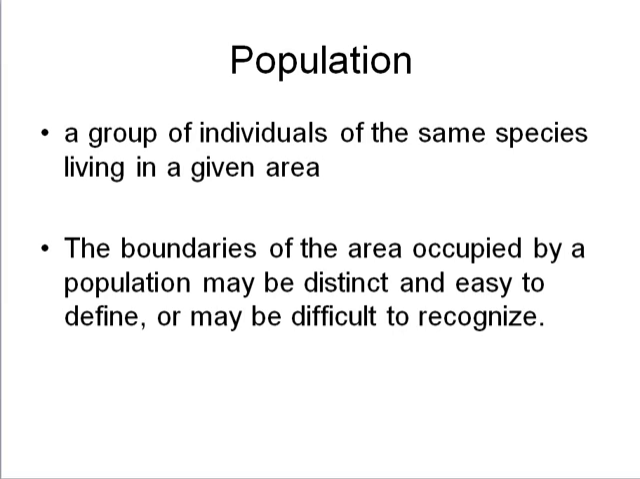Populations are composed of many individuals of the same species living in the same area. Population boundaries around non-mobile species may be relatively easy to delineate. However, very mobile species can defy attempts to establish meaningful population boundaries.